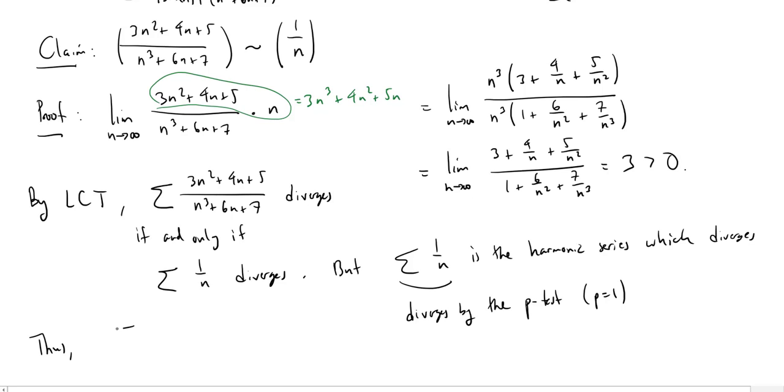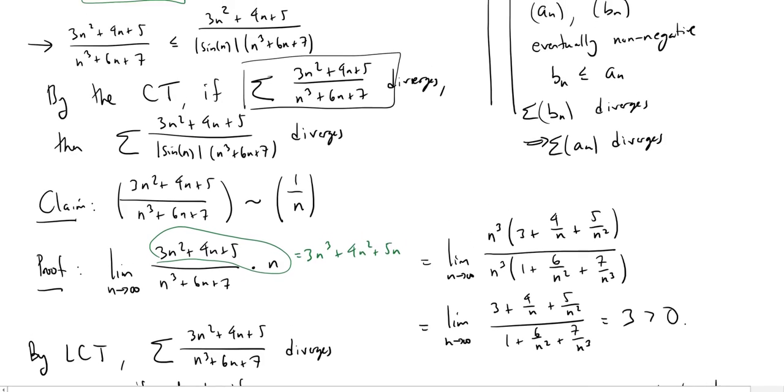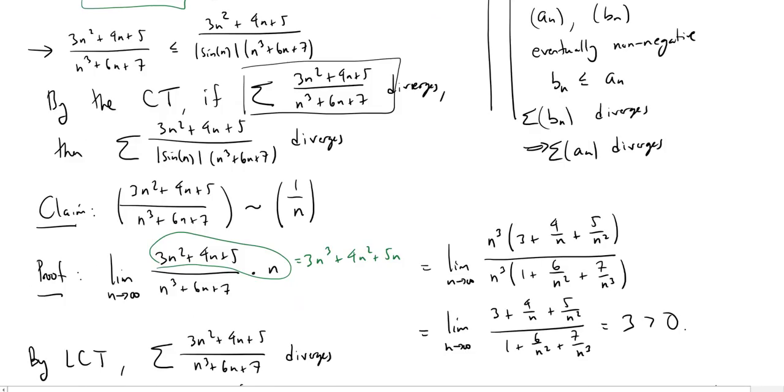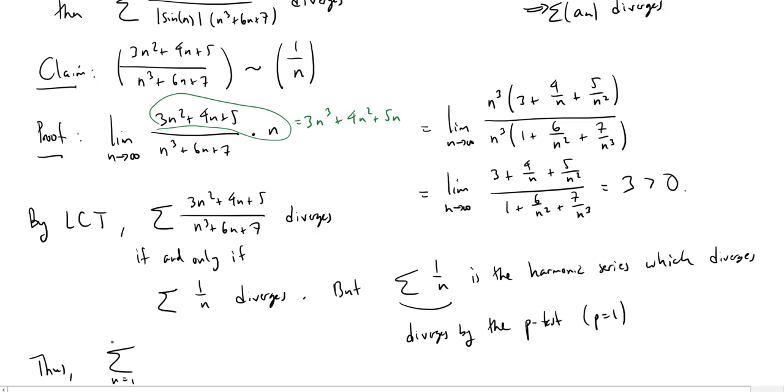thus, the original series, which, who can even remember what it was? Let's see, was it from 1? Okay, fine. n goes from 1 to infinity of (negative 3n squared minus 4n minus 5) over (the absolute value of sine of n times n cubed plus 6n plus 7). That original, just silly series diverges.